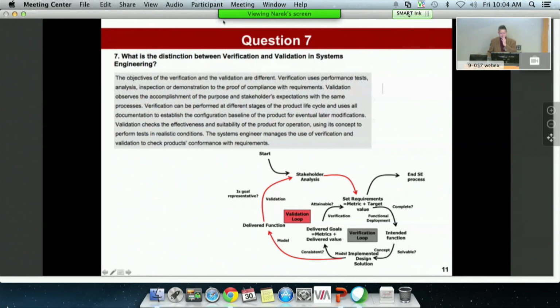All right, question 7. I think most of you got this right. We're going to get to verification and validation in a lot more detail, but there is a distinction. Some people use verification and validation interchangeably. They think it's different words for the same thing. That's not quite the case. Okay, so here you've got your verification loop and your validation loop.